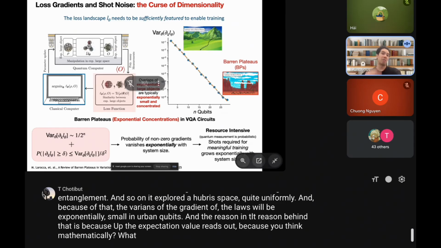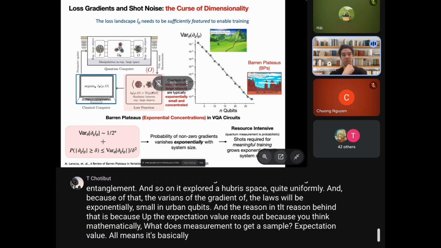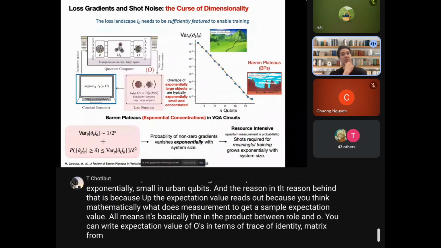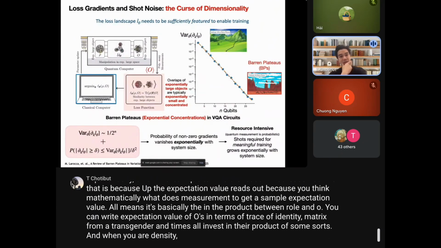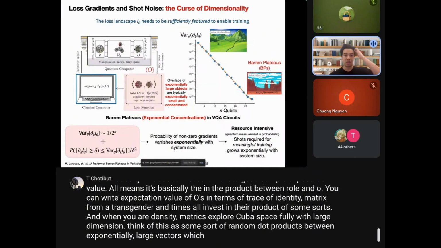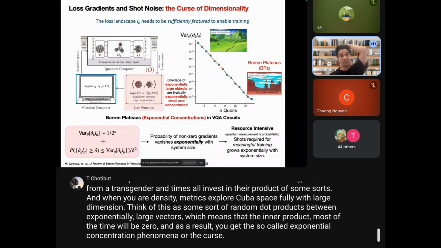Because if you think mathematically, what does measurement to get a sample expectation value of O mean? It's basically the inner product between rho and O. You can write the expectation value of O in terms of the trace of the density matrix, parameterized with theta, times O, and that's an inner product of some sort. And when your density matrix explores Hilbert space fully with large dimension, you think of this as some sort of random dot products between exponentially large vectors, which means that the inner product most of the time will be zero, and as a result, you get the so-called exponential concentration phenomena, or the curse of dimensionality.